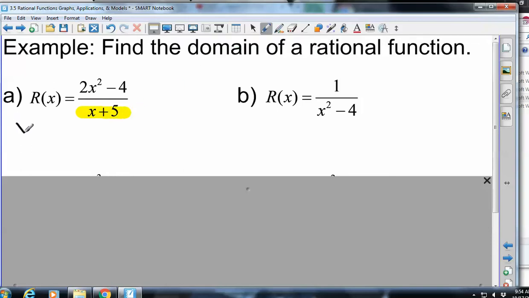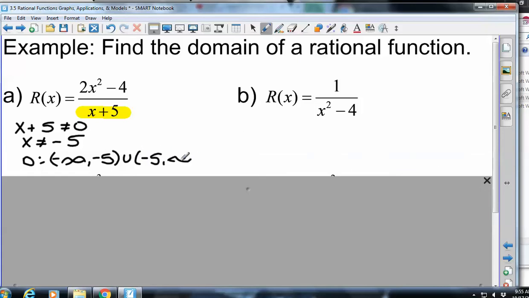I know x plus 5 cannot equal 0. So that means x cannot be negative 5. So how do you write your domain? Negative infinity to negative 5, parentheses, union with negative 5 to infinity. So anything except negative 5 would work.